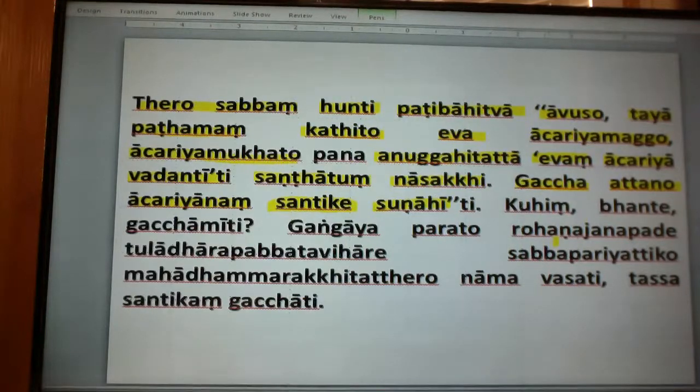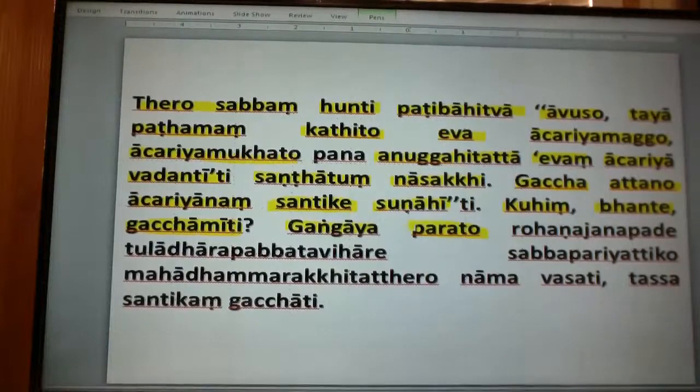So the Abhyathira asks the preceptor, Kuhain Bandi. Kuhain means where? Where do they live? Bandi. And asks, Kichami, I will go. Kichamiti means I will go there.